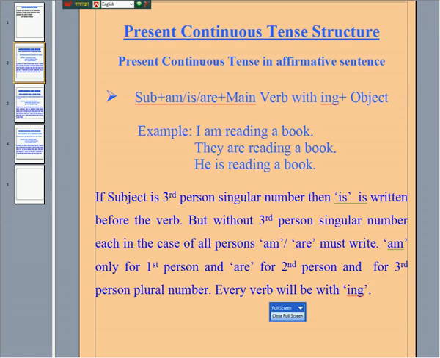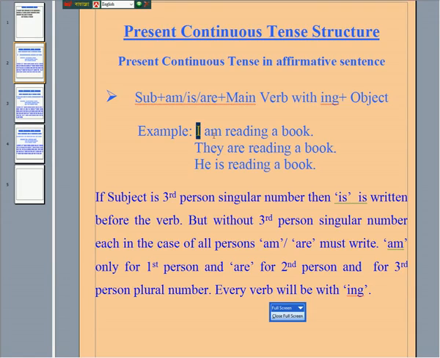Present continuous tense structure. Present continuous tense in affirmative sentence. Look at the structure: subject plus am/is/are, plus main verb with ing, plus object. Here am, is, and are are auxiliary verbs, and after them comes the main verb. It has examples: I am reading a book, they are reading a book, he is reading a book.